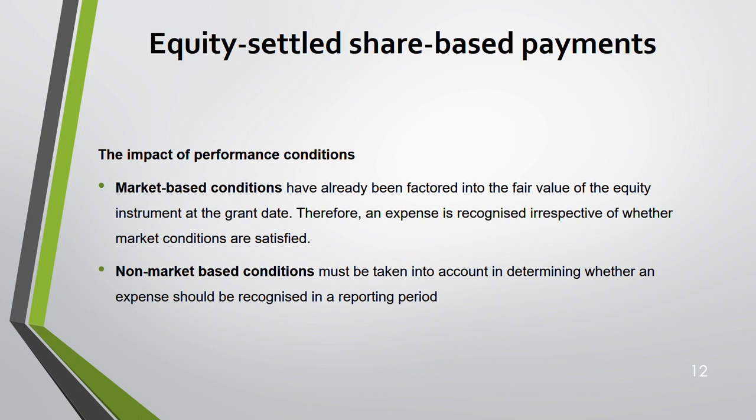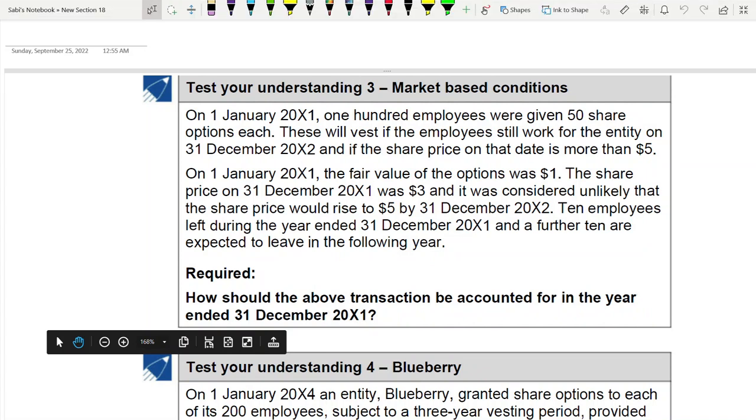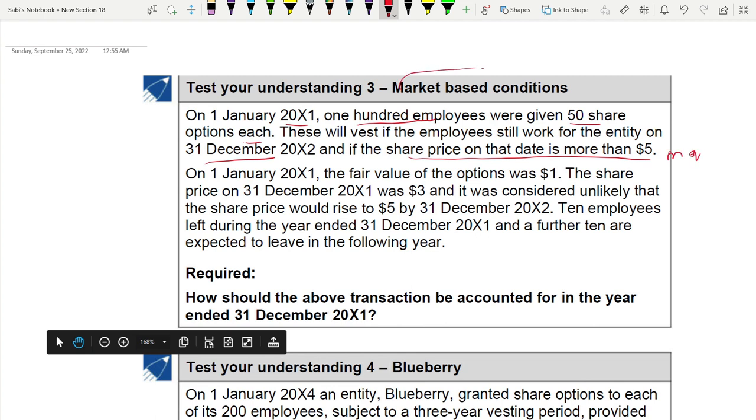Now we'll be doing two questions before we move on to the accounting after the vesting date. Test your understanding 3, market-based condition. On 1st of Jan 2001, there were 100 employees. 50 are given options, and they have to still work till 31st December 2002, and the share price on that date must be more than 5. So there are two conditions that need to be satisfied. Service condition: they have to be there till 31st December 2002. Performance condition: share price has to be more than 5. And share price is a market-based condition.